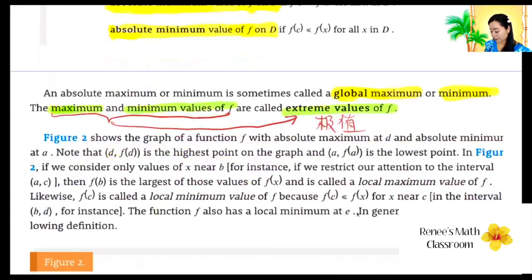Absolute maximum or minimum is sometimes called a global maximum or global minimum. And they are called extreme values of the function because the maximum is on one extreme and the minimum is on the other extreme. So when they ask you to find the extreme values of the function, that means they want you to find the maximum and also minimum values of the function.